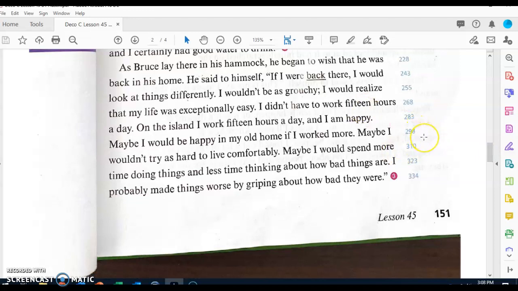As Bruce lay there in his hammock, he began to wish that he was back in his home. He said to himself, if I were back there, I would look at things differently. I wouldn't be as grouchy. I would realize that my life was exceptionally easy. I didn't have to work 15 hours a day. On the island, I work 15 hours a day, and I'm happy. Maybe I would be happy in my old home if I worked more. Maybe I wouldn't try as hard to live comfortably. Maybe I would spend more time doing things and less time thinking about how bad things are. I probably made things worse by griping about how bad they were.